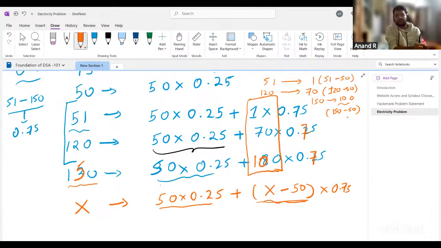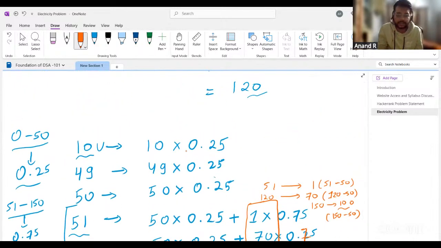Because for the first 50 unit, you know that cost is 0.25. So you computed it over here. For the remaining units, you have to compute, right? So the remaining units would be x minus 50. Do you agree with that? Ankita, is it clear? Right?